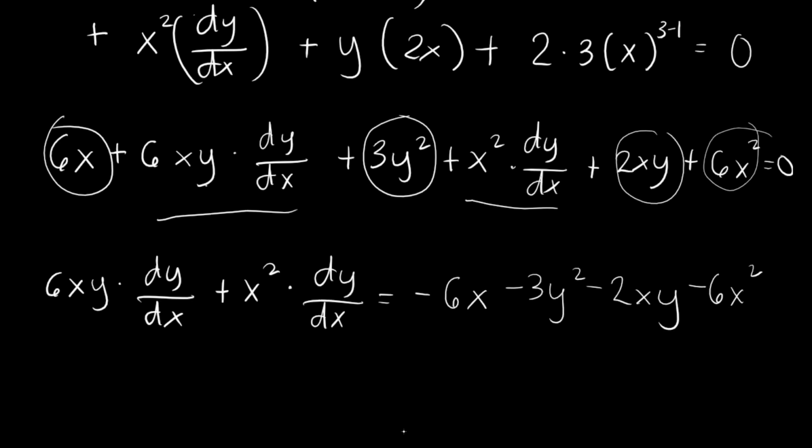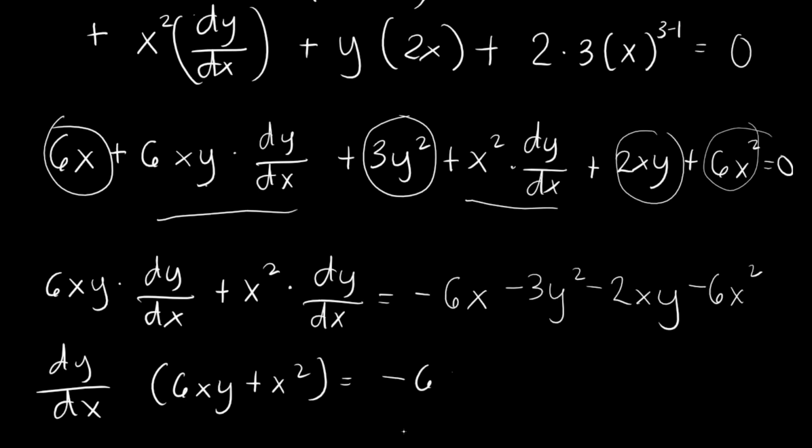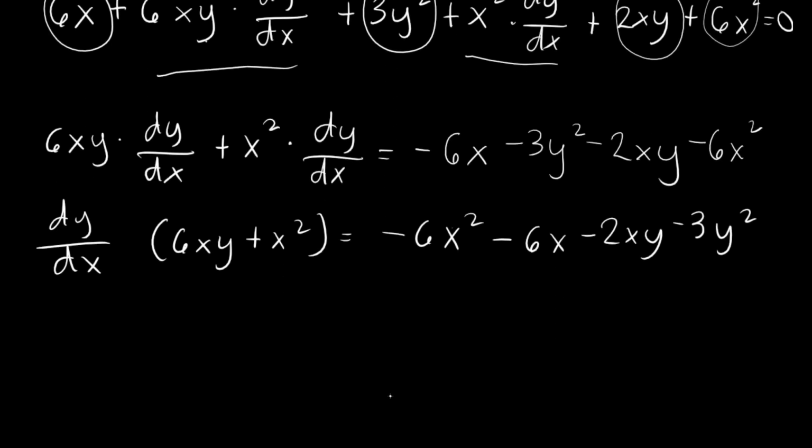I-factor out mo si dy over dx. So, dy over dx times 6xy plus x squared is equal to negative 6x squared. I-arrange lang natin ito. Negative 6x squared minus 6x minus 2xy minus 3y squared. Yan. Tapos, kailangan manatili si dy over dx dito.